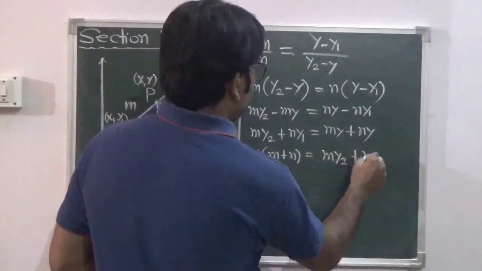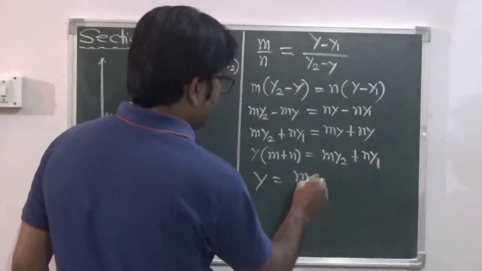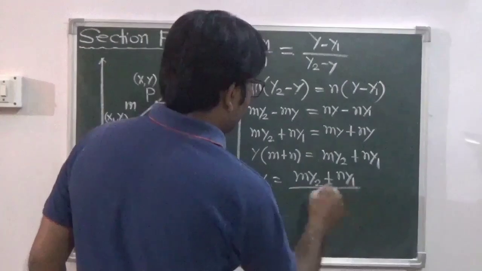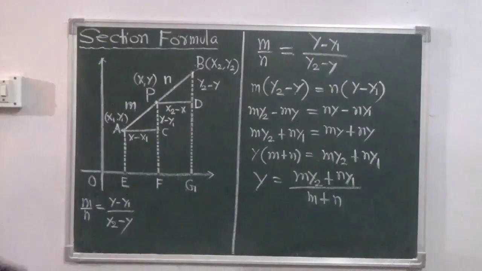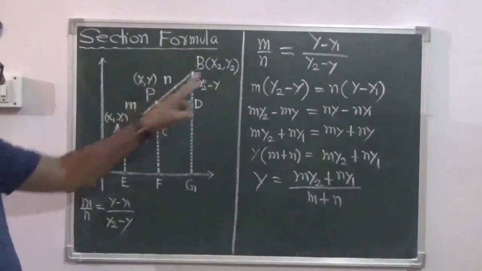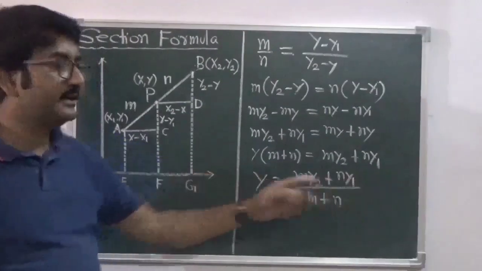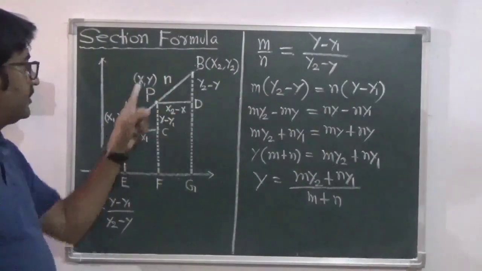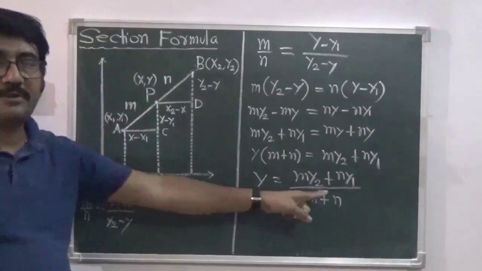my2 plus ny1. Now y is equal to my2 plus ny1 by m plus n. So here we have the value of y. Again, m of y2 plus n of y1 divided by the sum of the ratios m and n. So my2 plus ny1 by m plus n gives you the value of y.